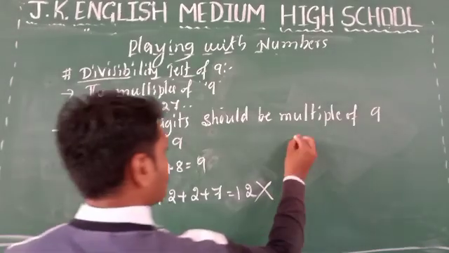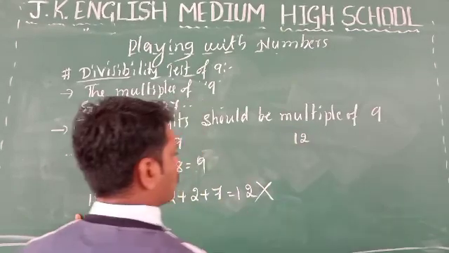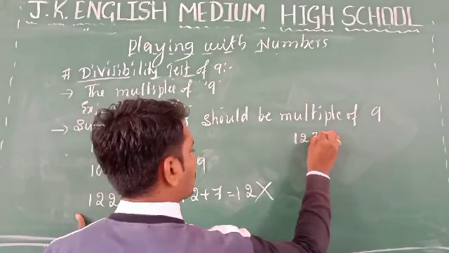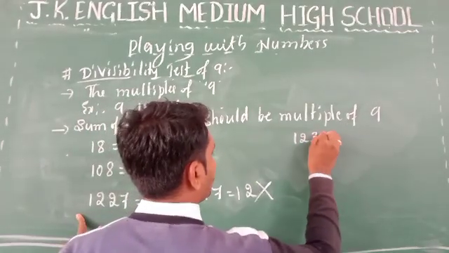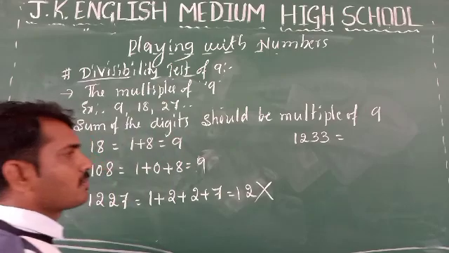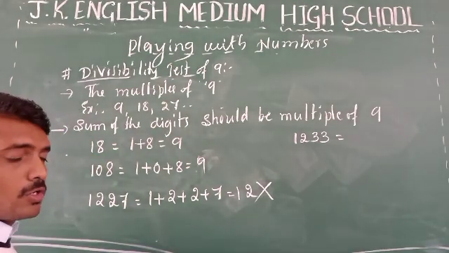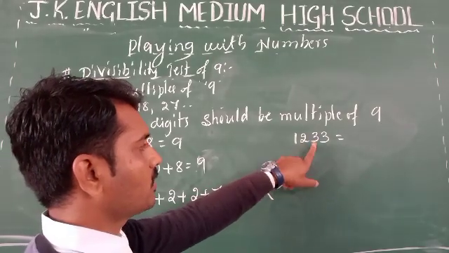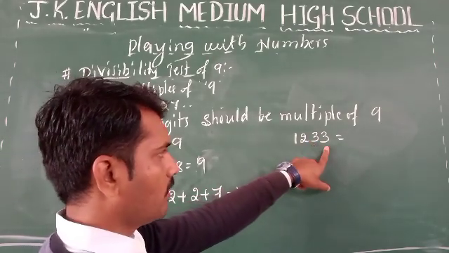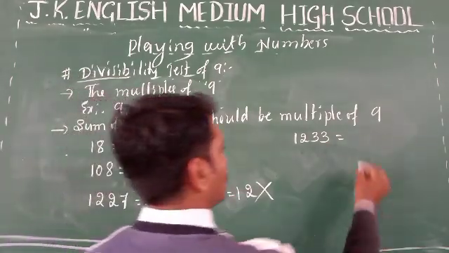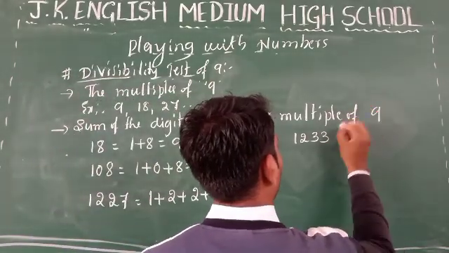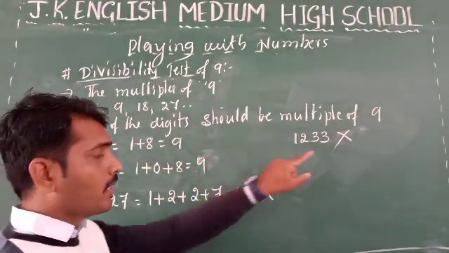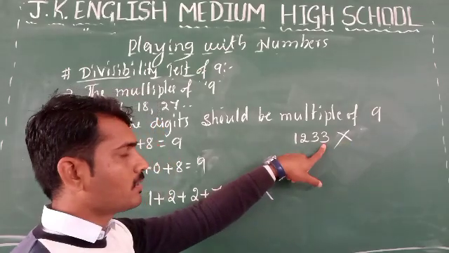We can take one more number: 1 plus 2 is 3, 3 plus 3 is 6, 6 plus 3 is 9. So is this number also divisible by 9? But not sure, because 9 ones are 9, and the remaining 3 will become 33. In the table of 9, 3 is not there, so it is not divisible by 9. But the addition is equal to 9, though in the table of 9, the last digit 3 is not there.